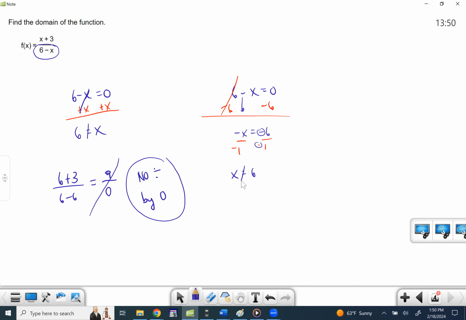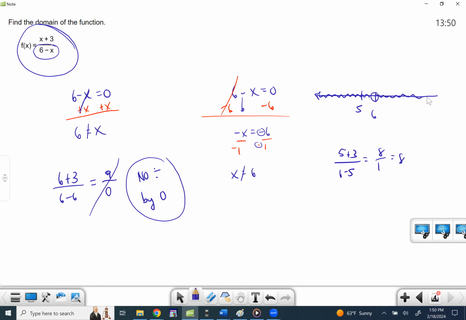So what that means is on a number line, let's say this is 6 right here. We're going to open 6 up. Everything this way is okay. If you substitute it into the function, you will get an answer out, right? If you take the number 5 and you substitute it in, 5 plus 3 over 6 minus 5, 8 over 1, hey, we got an answer. Okay, everything there is good.